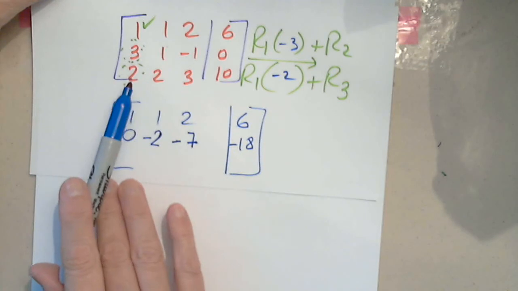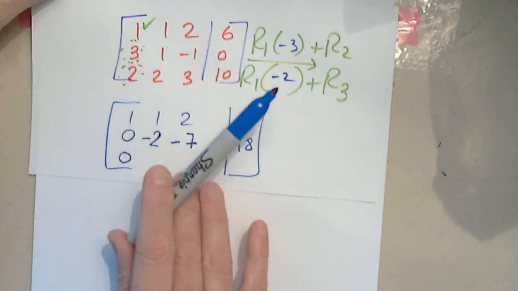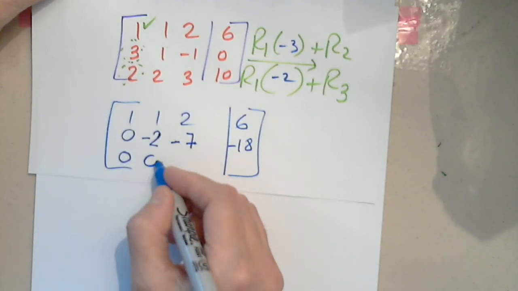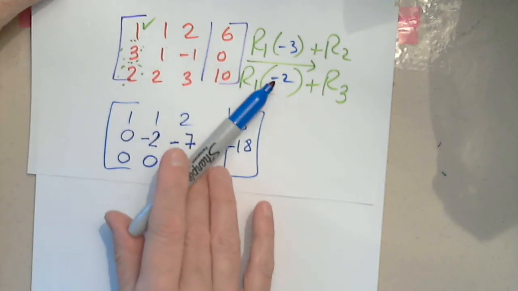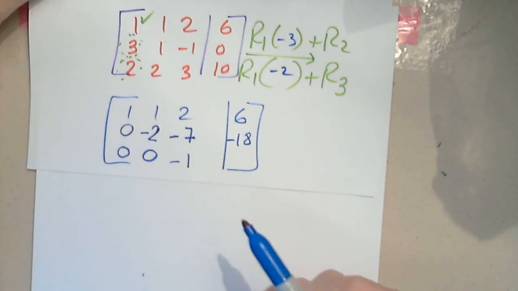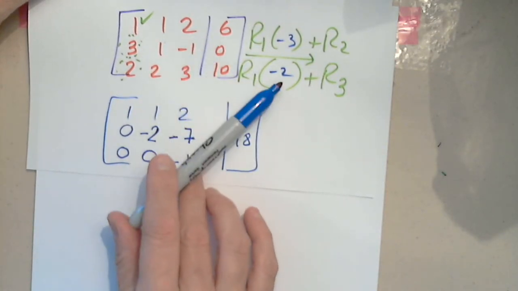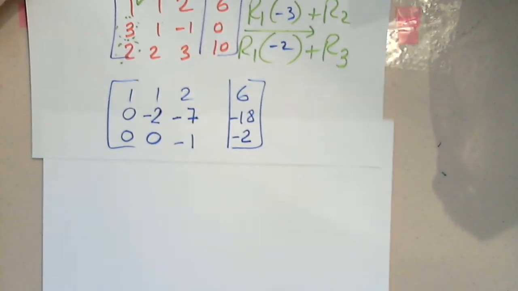1 times -2 plus 2 is 0. 2 times -2 is -4 plus 3, -1. 6 times -2, -12 plus 10, -2. Good.